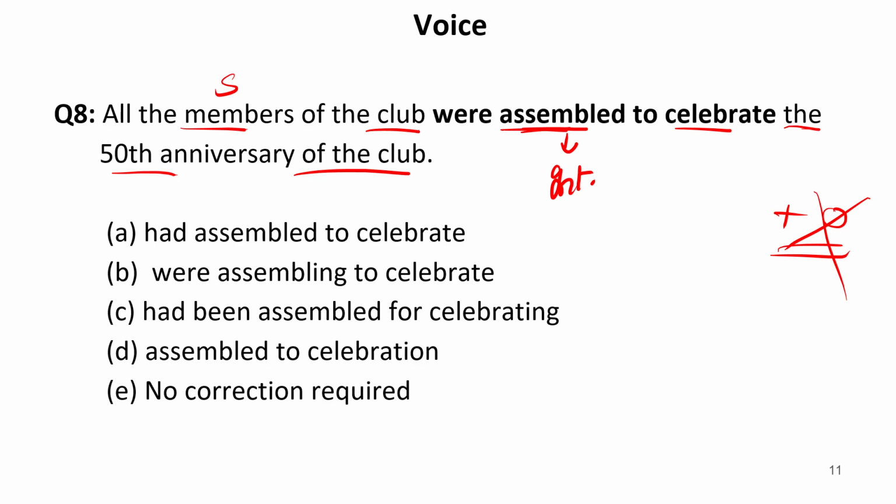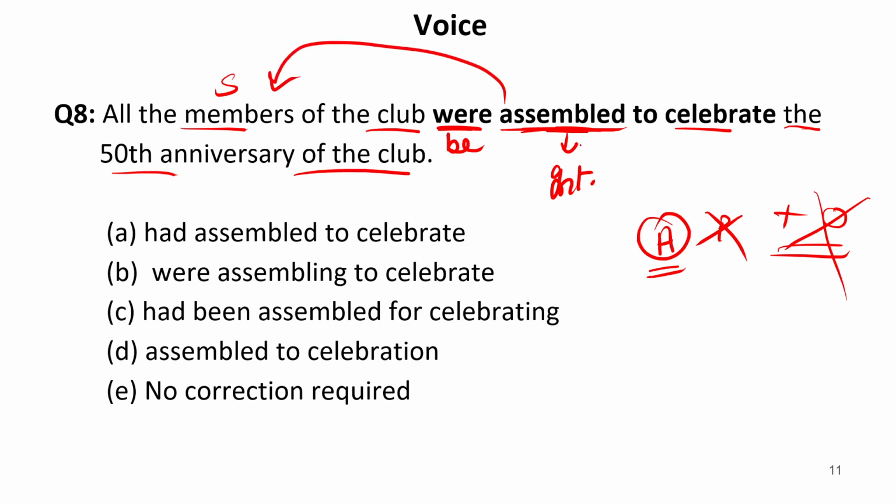Obviously, all the members of the club were assembled. Now, this "were" is a be form, and the sentence should be in active voice, not in passive voice, because assembled is an intransitive verb. Who has assembled? All the members. It means they have gathered over there. Therefore, this "were" is incorrect over here, because if we have third form after the be form, the sentence will be in passive voice. It will not be in active voice. Now let us see the options.